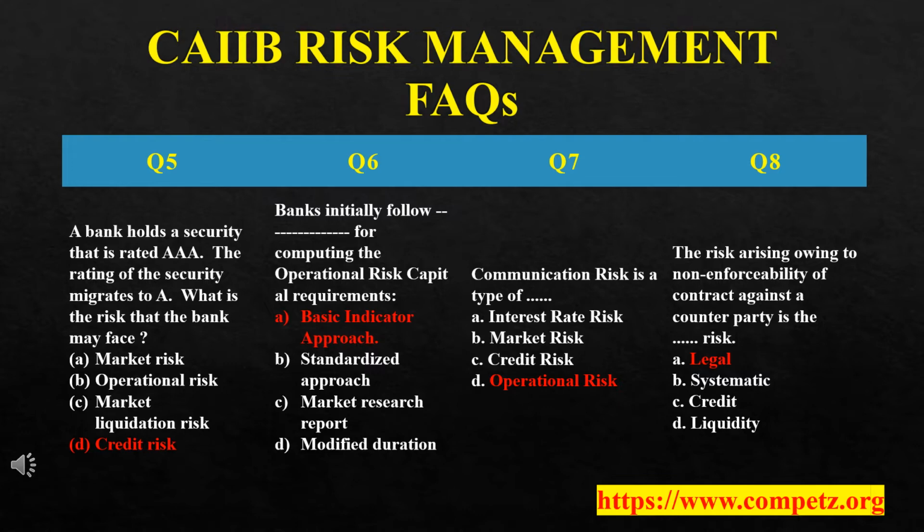The answer for this is the last option, D, operational risk. Why? Because this is the risk of losses arising from inadequate or failed people, process or systems, and external losses. I would repeat once again: communication risk is a type of operational risk.